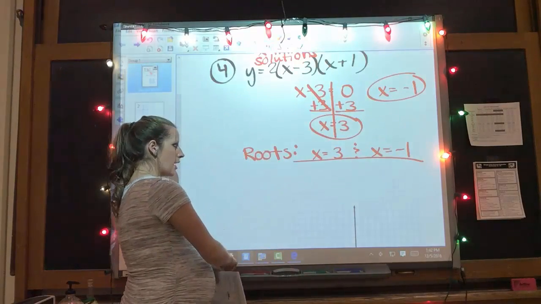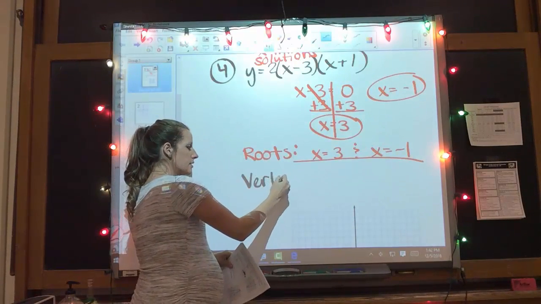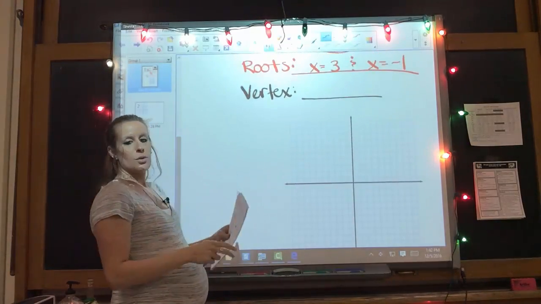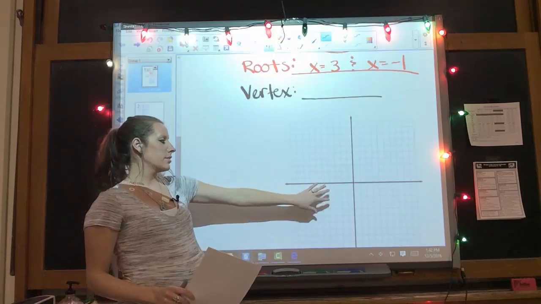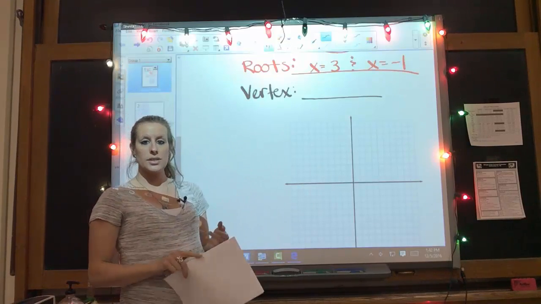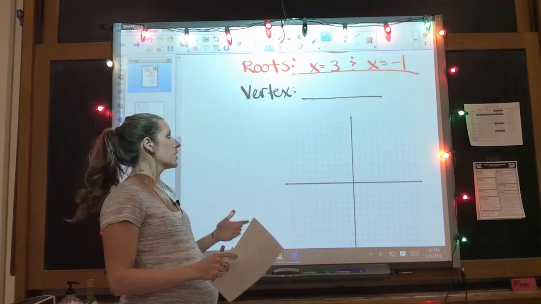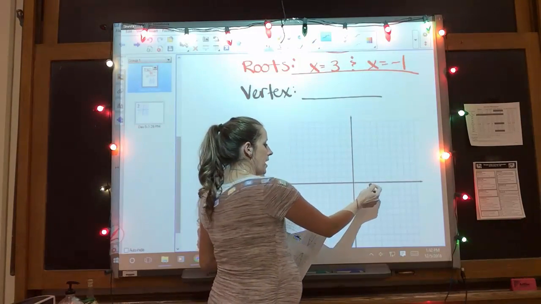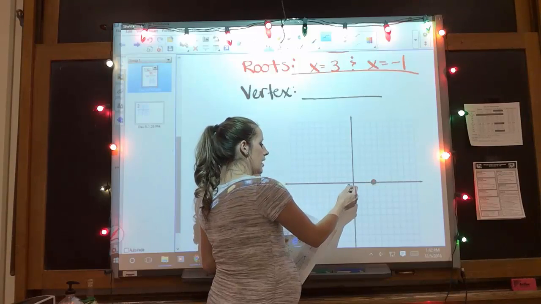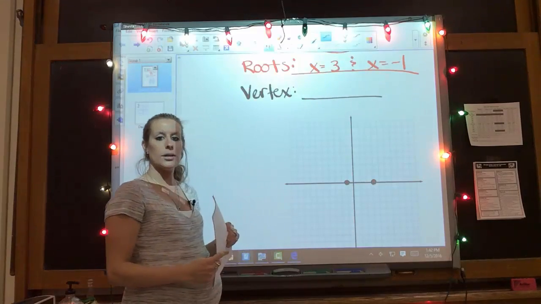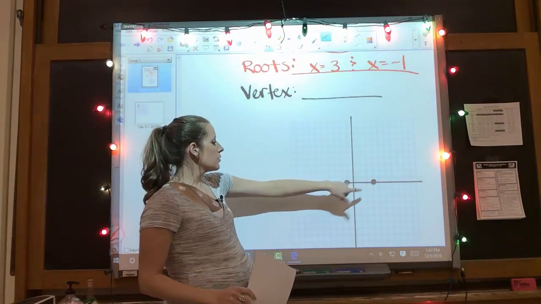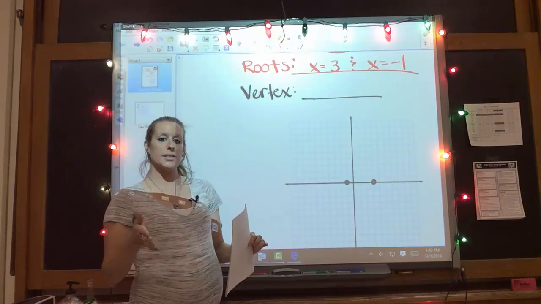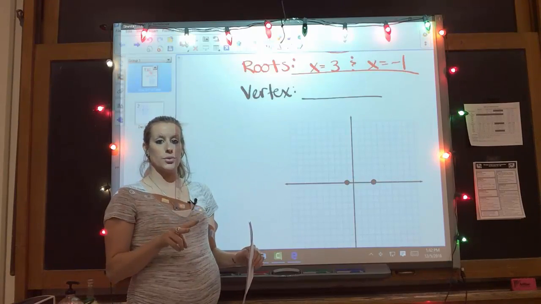Now to figure out what the vertex is, we're going to go to our graph and plot these roots. Like we said, roots are the same thing as x-intercepts, right? So these roots are x-intercepts at +3 and -1. Go ahead and plot those, -1 and +3. Your vertex is going to be in between those two roots.